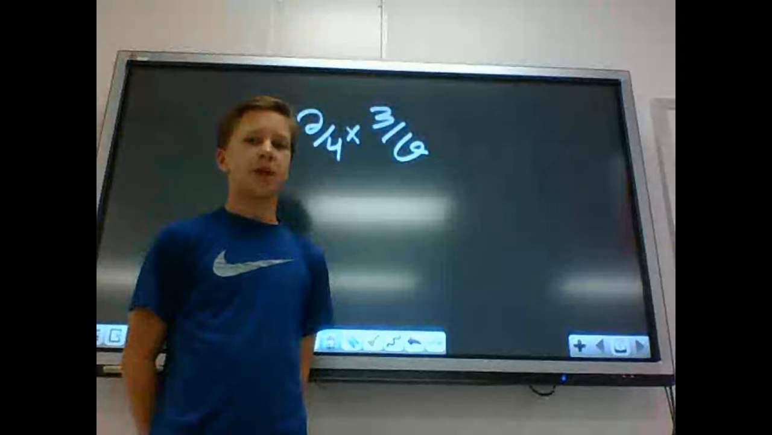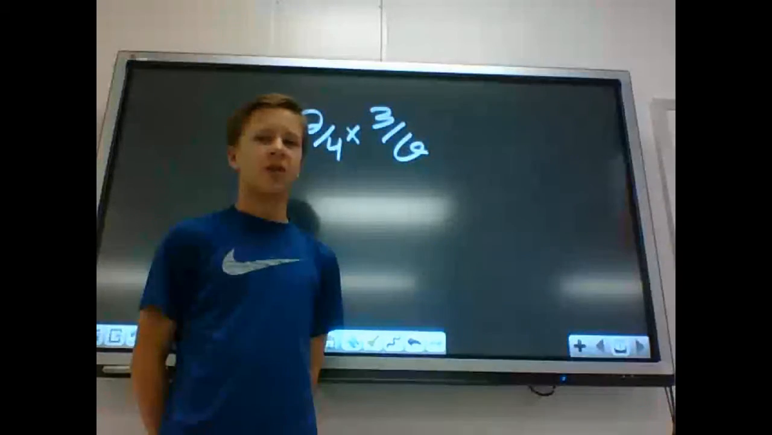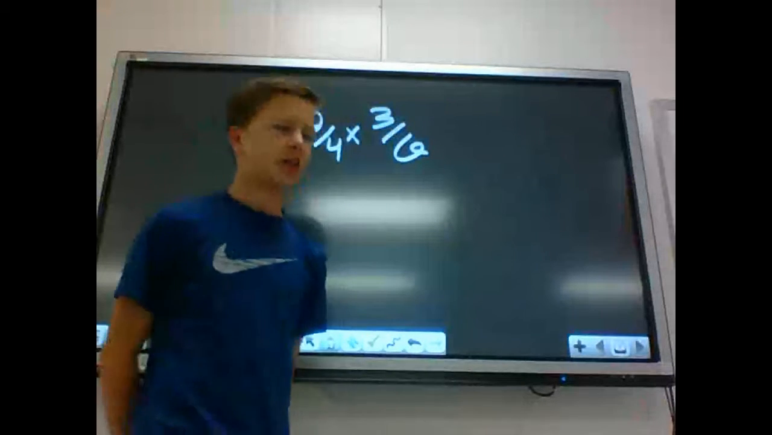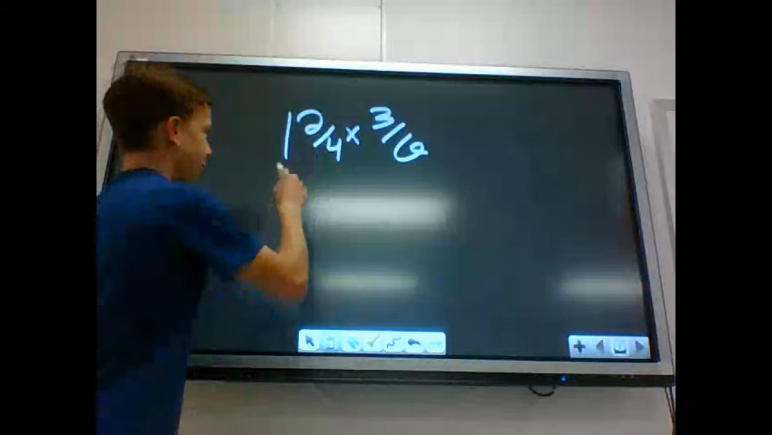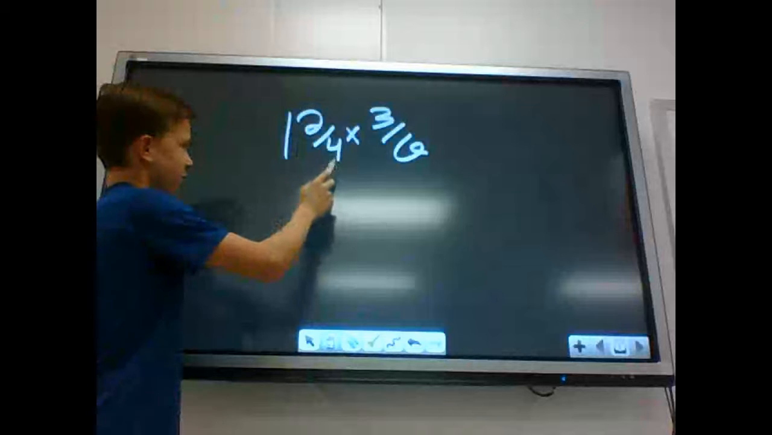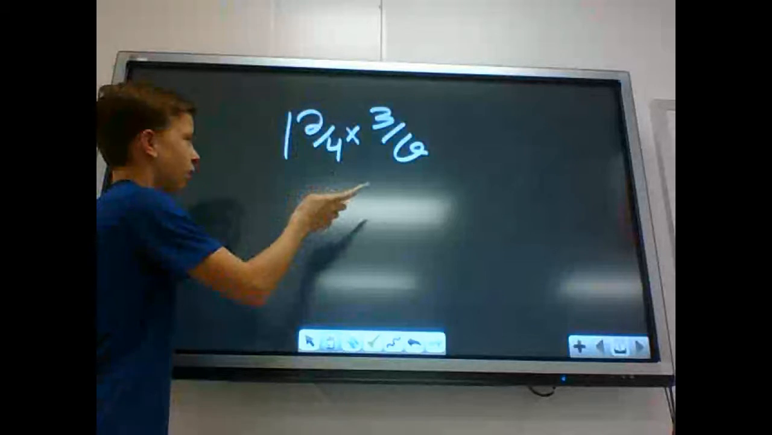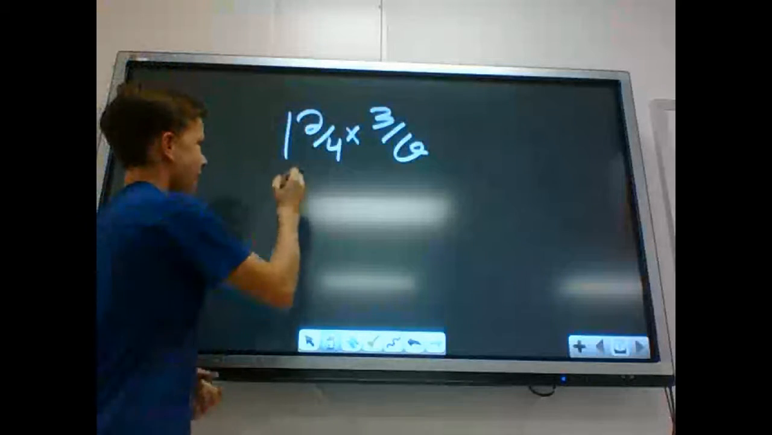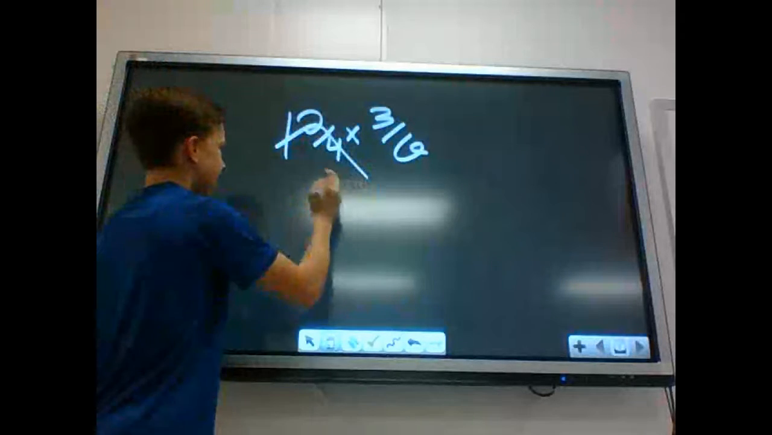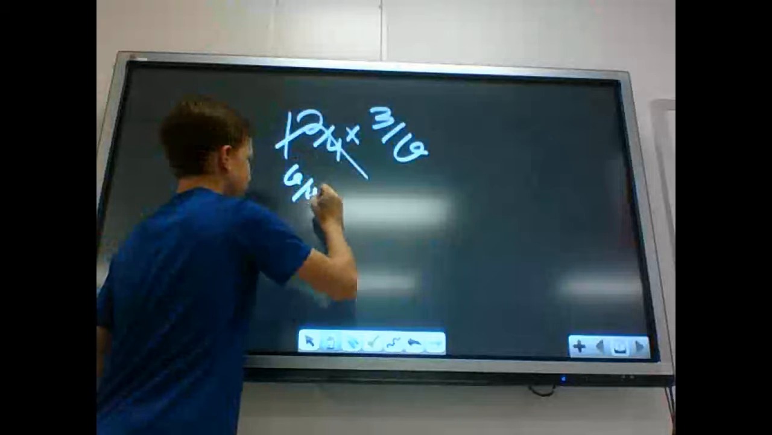Now we are going to multiply fractions. First, you see if one of the fractions is a mixed number. If it is, then you make it a regular fraction. So to make this a regular fraction, you multiply the whole number by the denominator. 1 times 4 equals 4. And then you add that number to the numerator. So now it would be 6 fourths.